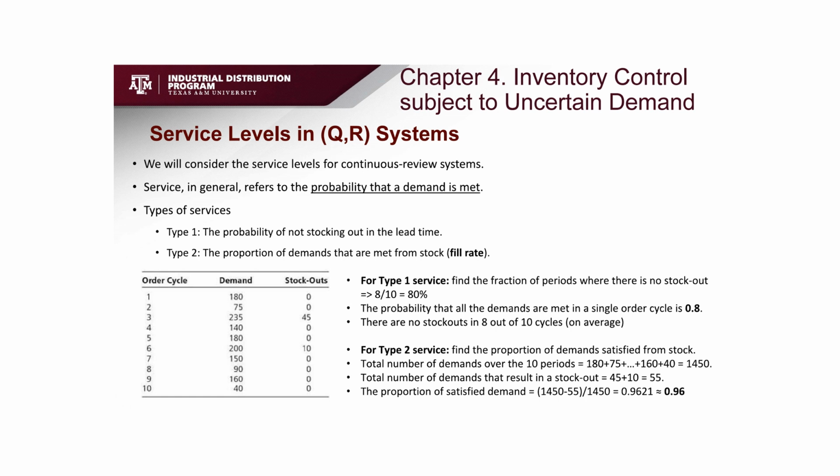Well, look at the 10 order cycles in the table. For type 1, we just count the cycles with no stockout. 8 out of 10, 80%. For type 2, we add up all the demand, 1450 units, and subtract the 55 that's stocked out. That's 1395 over 1450, about 96%. Same data, two really different numbers.